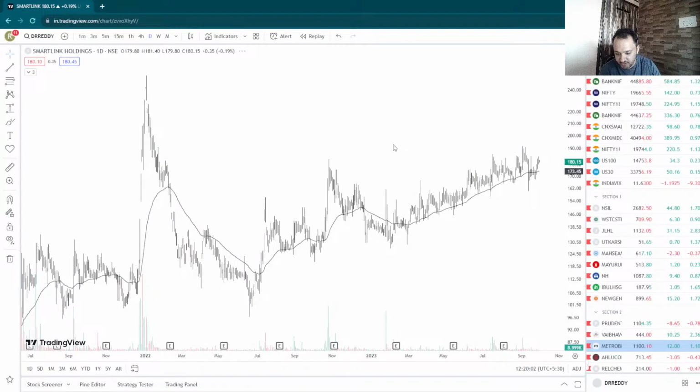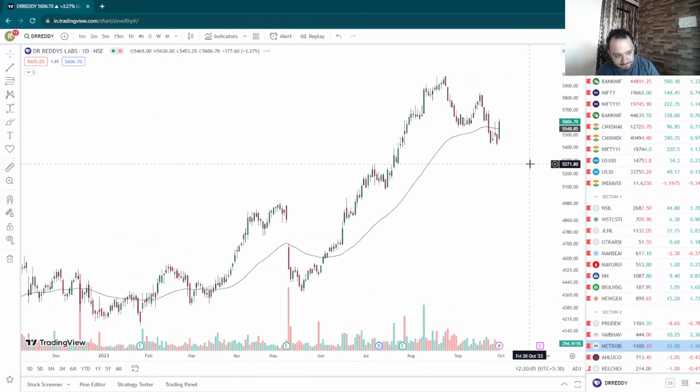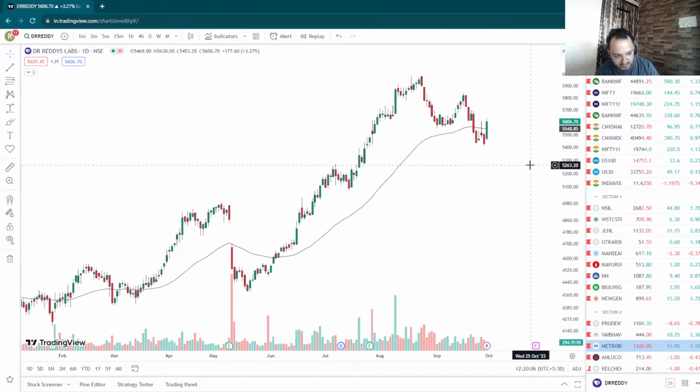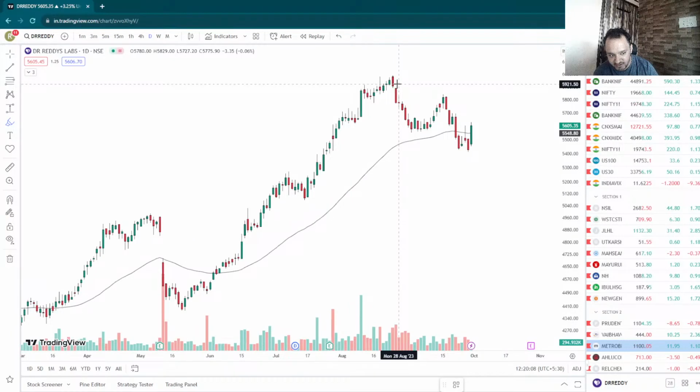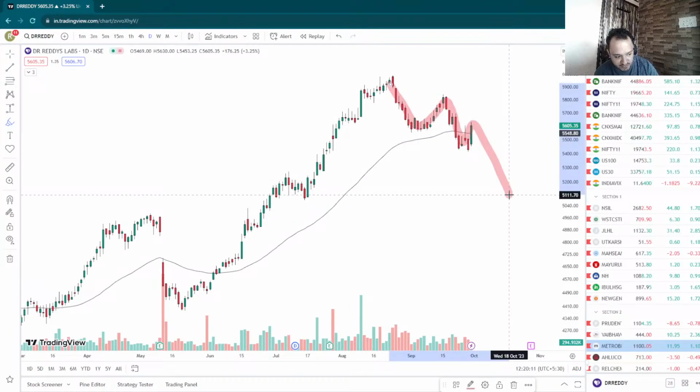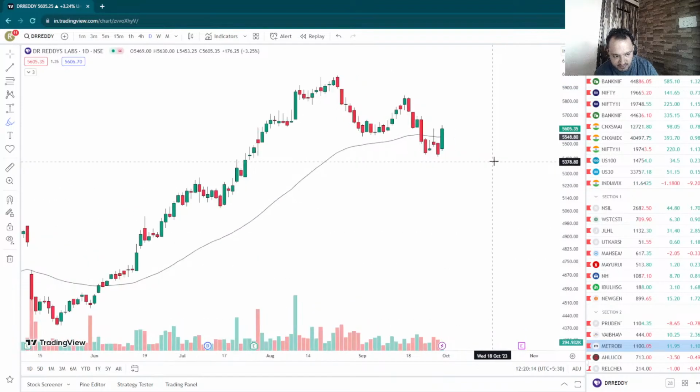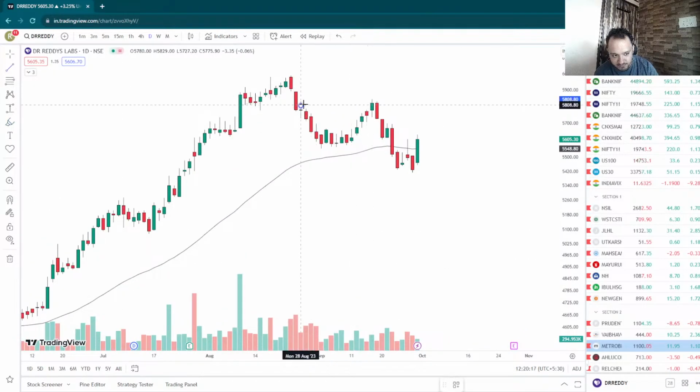All right, Doctor Reddy. Nothing here. It is clearly downtrending. Avoid this. Until this high is taken out, it's downtrending.